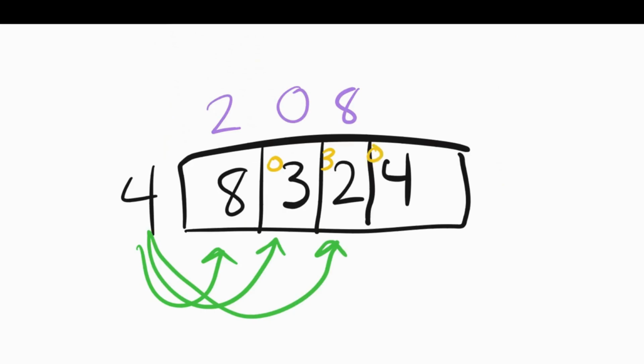And then the last one is 4. How many times does 4 hop into 4? Well, 4 hops into 4 one time. So 8,324 divided by 4 is 2,081. Done. All right, let's move on to the next one.